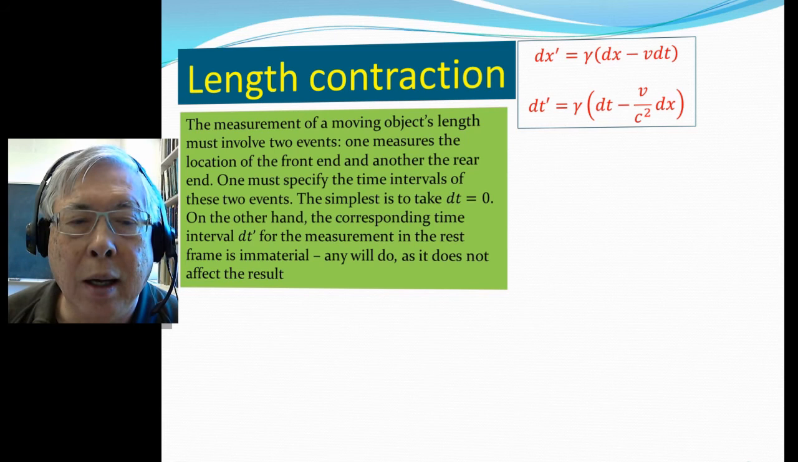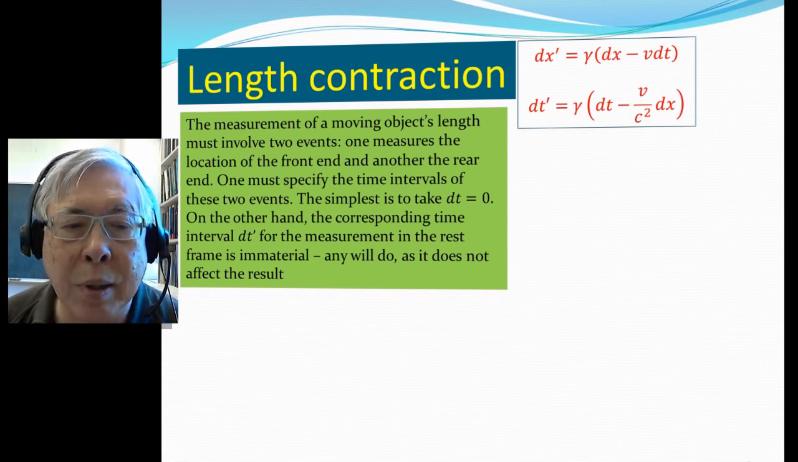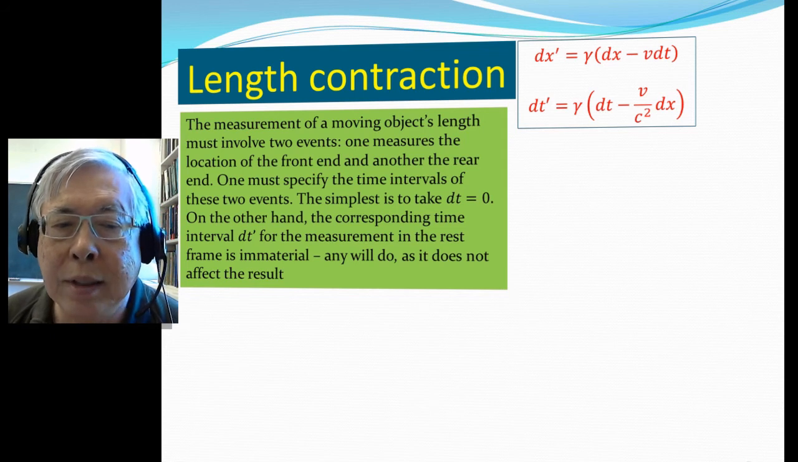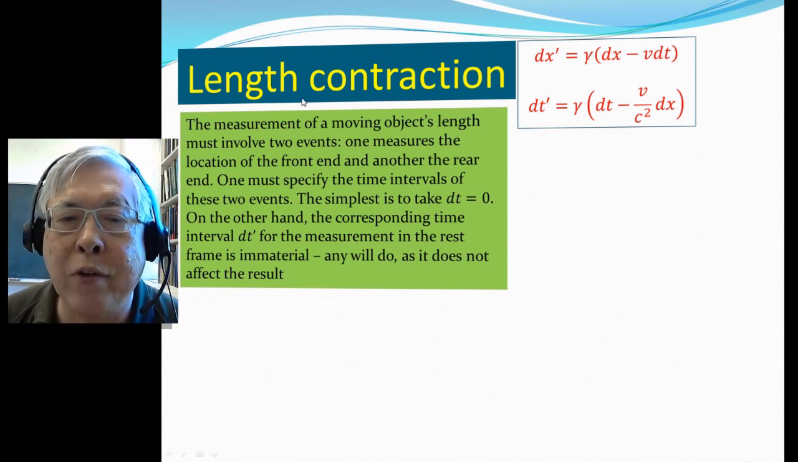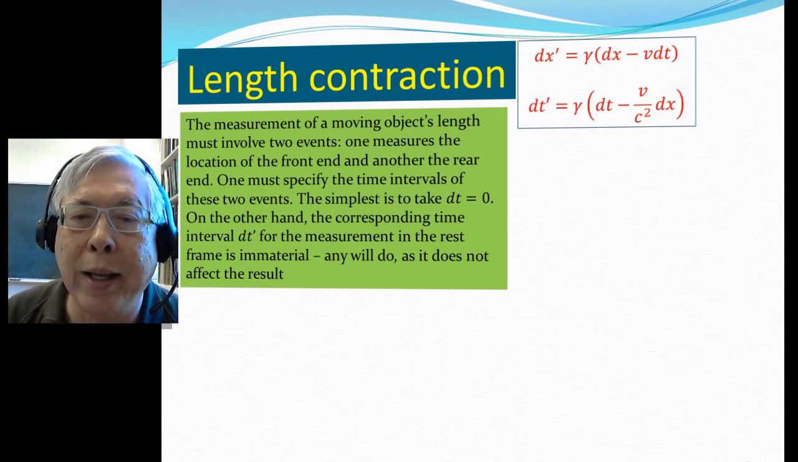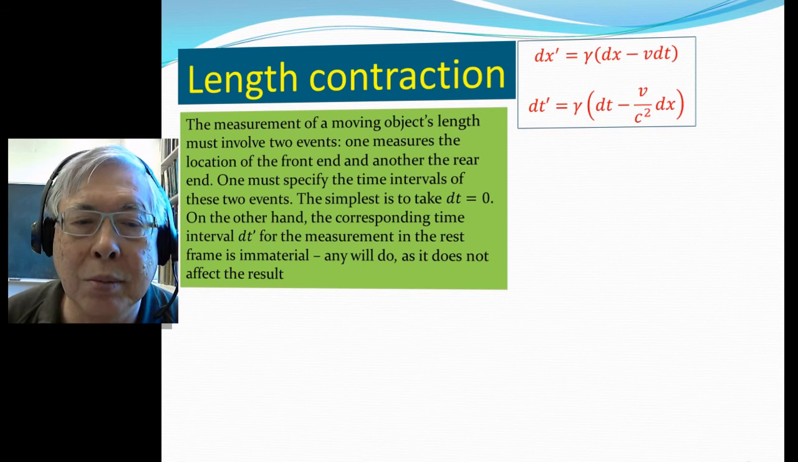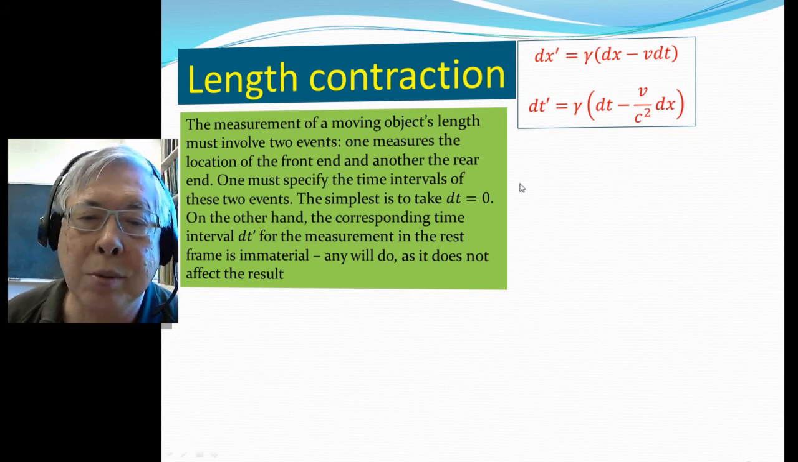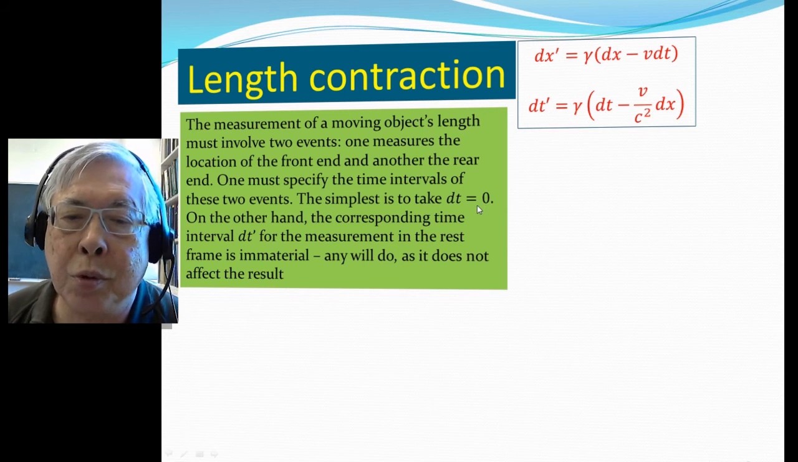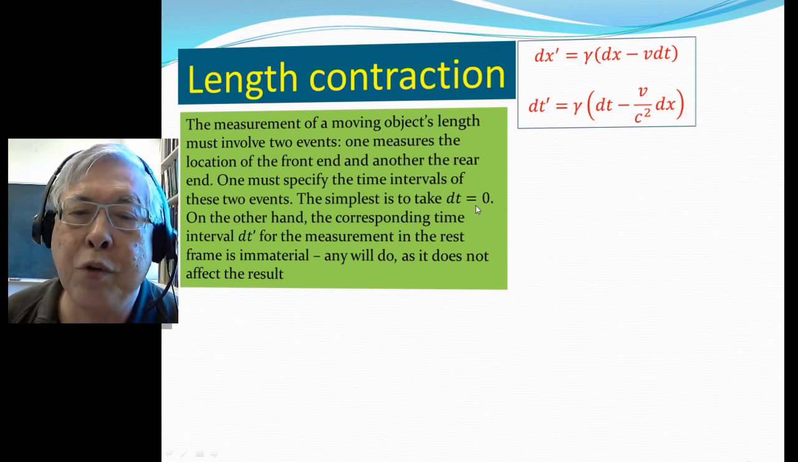On the other hand, if we measure the length in the rest frame, dt prime doesn't matter if you measure the length of a parked car. It doesn't matter when you measure the front end or the rear end. You can measure the front end, take a lunch break, and come back to measure the rear end. It's still there. So the key thing is the time interval in the moving frame. In this case, we simply choose it to be 0. If you don't choose 0, it's a little more complicated, but it's still the same.